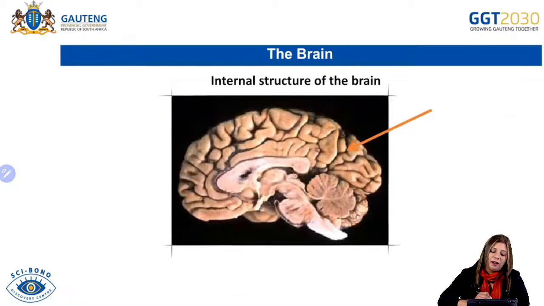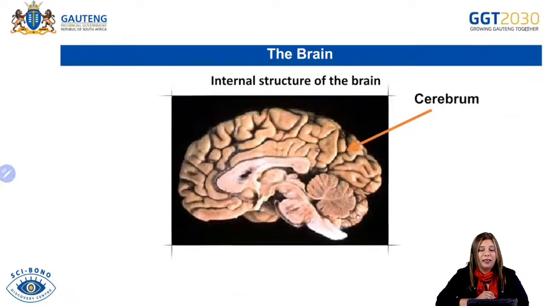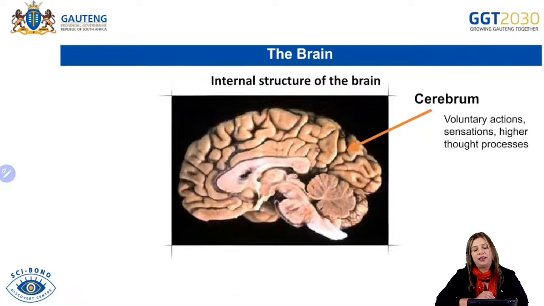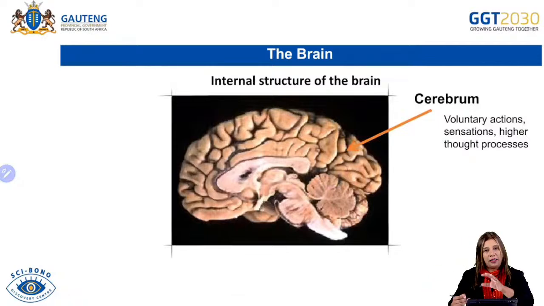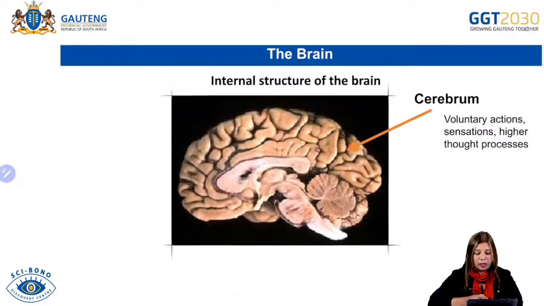So we said that the largest part of the brain would be the cerebrum, okay? And now this cerebrum is responsible for very, very important functions. It's responsible for voluntary actions. It's responsible for sensations. Remember we spoke about your sense organs, your higher thought processes. So this is the part of the brain where when you think about something and you do it, that is the part of your brain that we are talking about. When you are studying, when you make a conscious decision today I'm going to learn life sciences, that is the part of the brain that helps you to do that, okay?